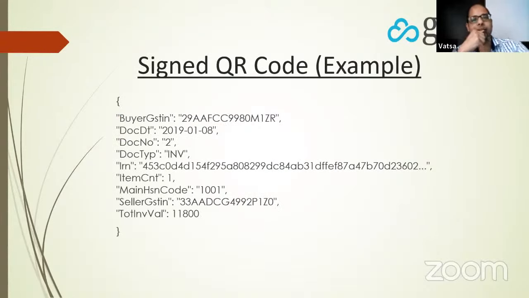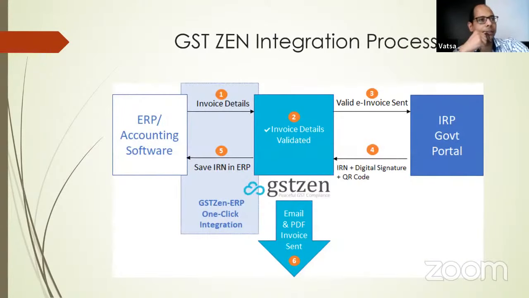So here is the decoded signed QR code. These are the details in the signed QR code. It has the buyer's GST number, invoice number, date, IRN number, and the amount. So this is the minimal details that are there in the signed QR code. Any officer on the road can scan it and quickly verify what is there in the invoice.